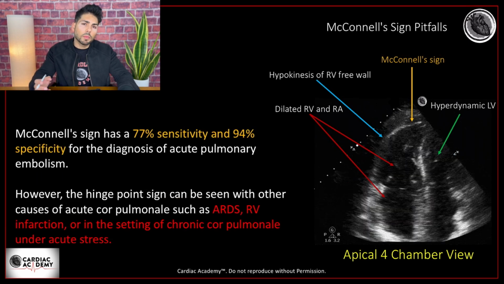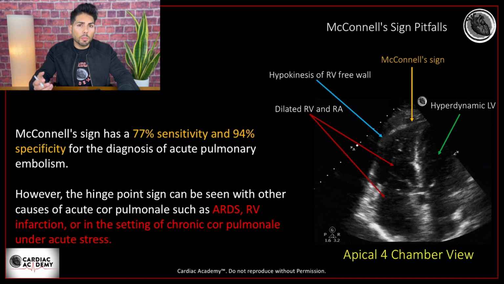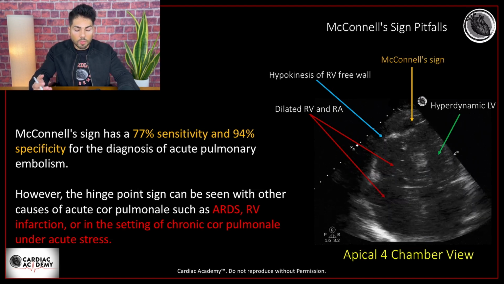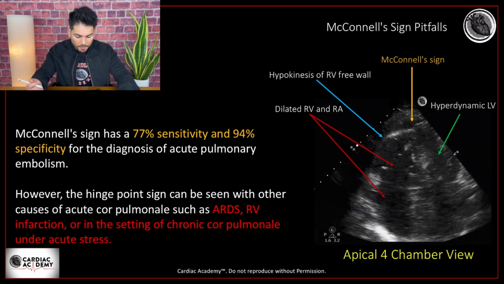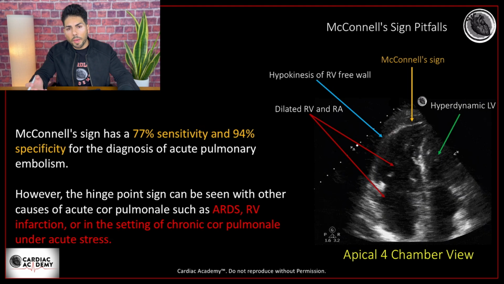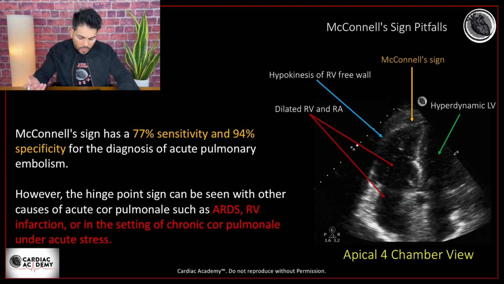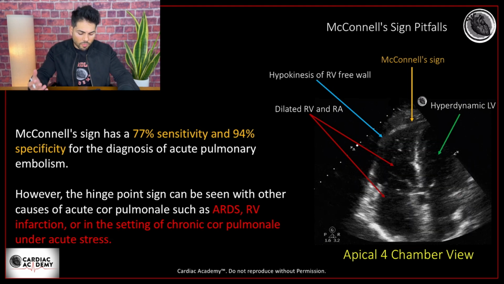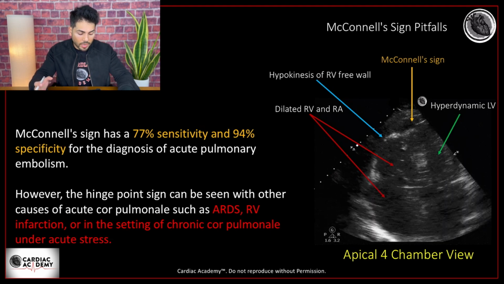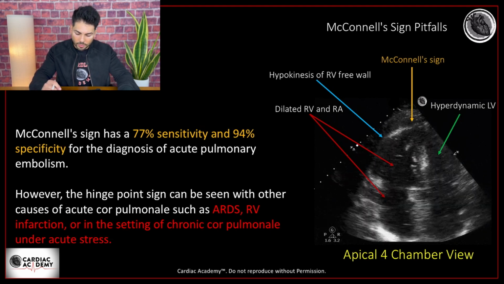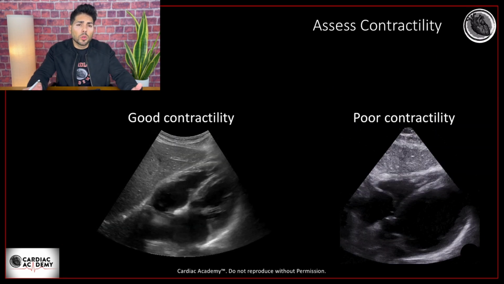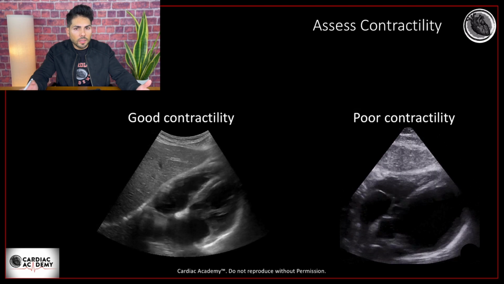In fact, the McConnell sign has a 77% sensitivity for a pulmonary embolism and a 94% specificity, okay? However, you can also see the McConnell sign in other pathologies such as ARDS, right ventricular infarction, and chronic cor pulmonale with an acute stress, all right? Very good. Okay, so the subxiphoid view is also useful to assess contractility.